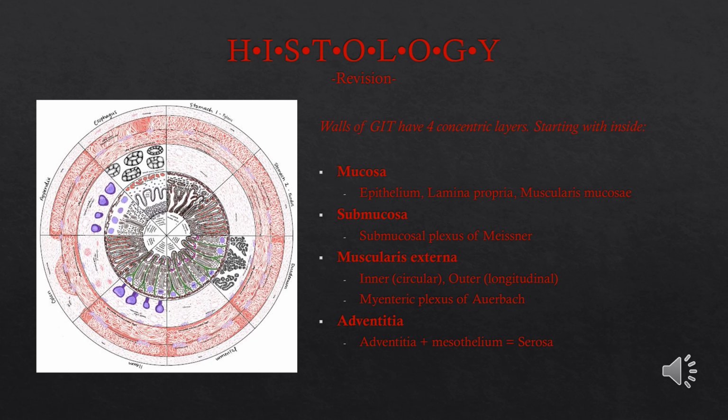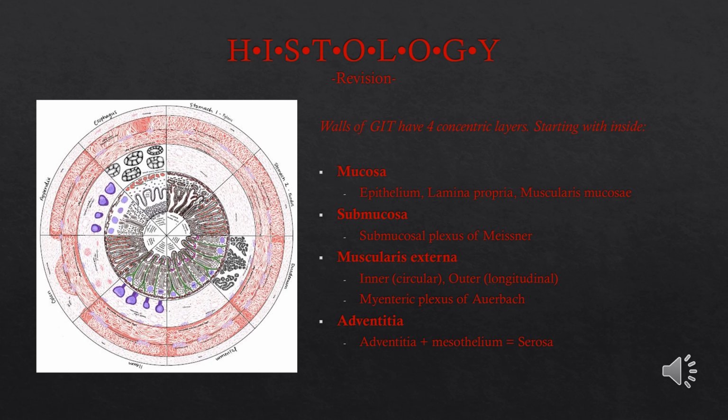The outermost external layer and final layer, which makes up the walls of the organ, makes contact with the peritoneum, and it is called the adventitia for some organs or the serosa for others. So what is adventitia and what is serosa?